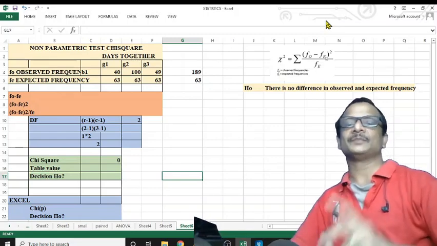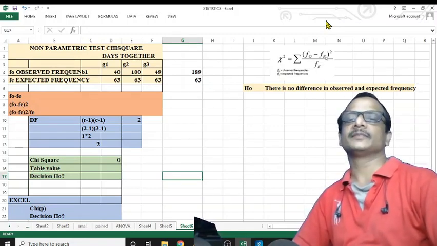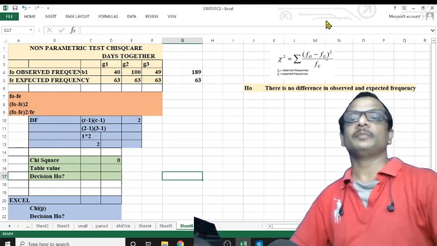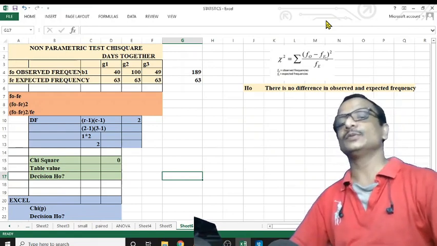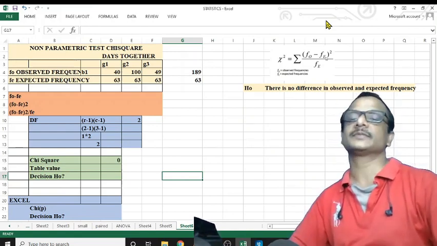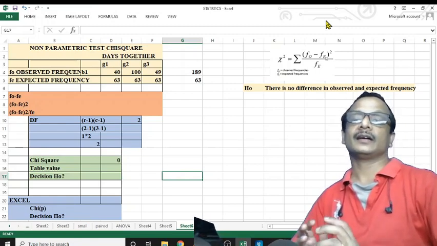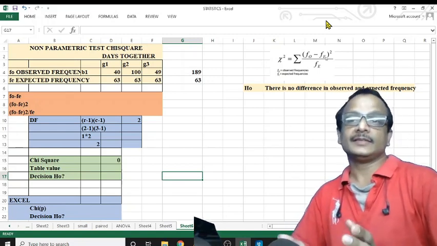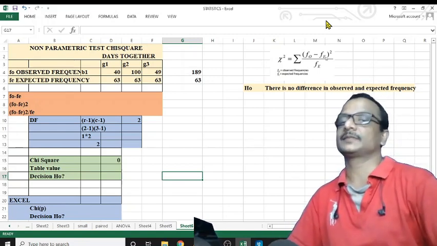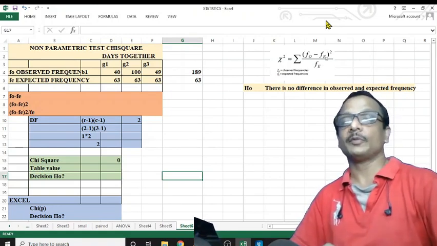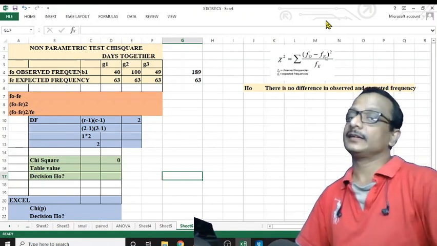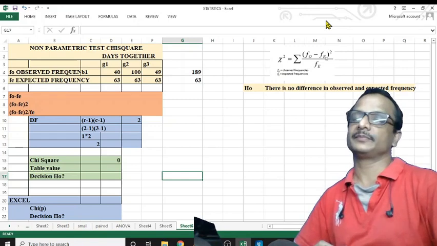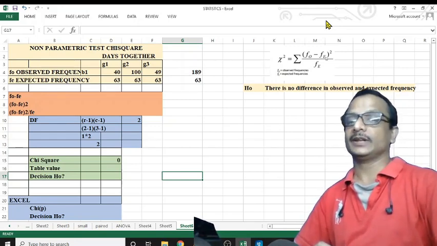Hi students, today we will discuss a topic, non-parametric tests in statistics. Non-parametric means this test can be used for non-normal distributions, and we can get some inferences based on these values. The chi-square test is one of the non-parametric tests, and it can be used when we have to compare categorical variables, ordinal or nominal data.